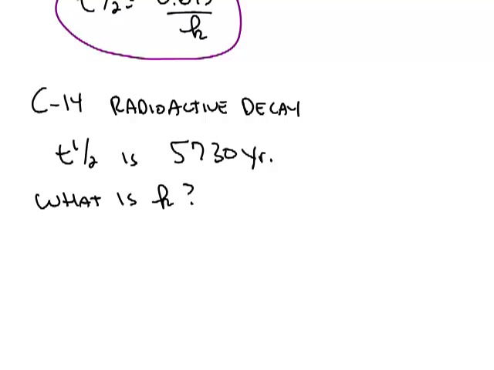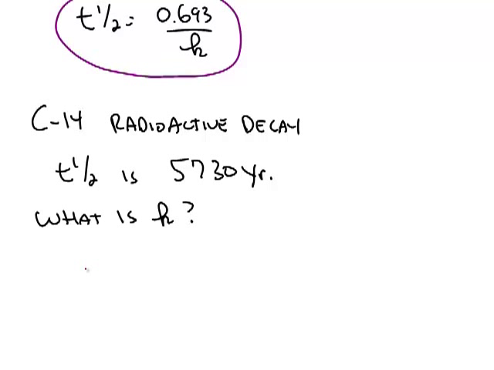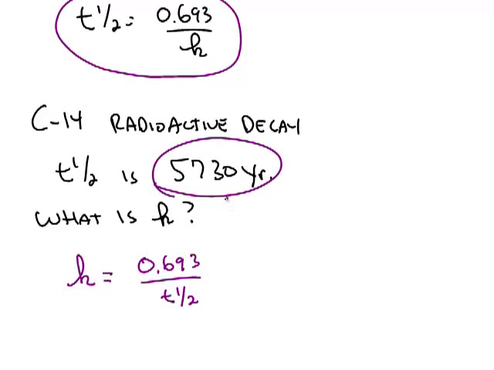So for example, carbon-14 undergoes a radioactive decay, and the half-life is 5,730 years. What is the rate constant K for this reaction? So using the above formula, the rate constant K is 0.693 divided by the half-life. And the half-life, we're going to substitute in 5,730 years. So the rate constant K is 1.21 times 10 to the negative fourth.